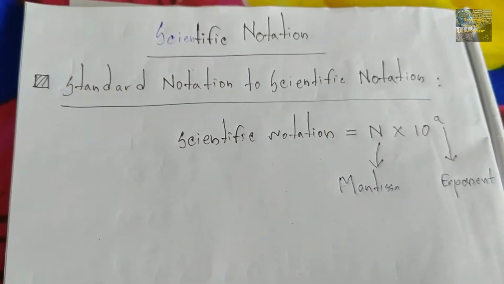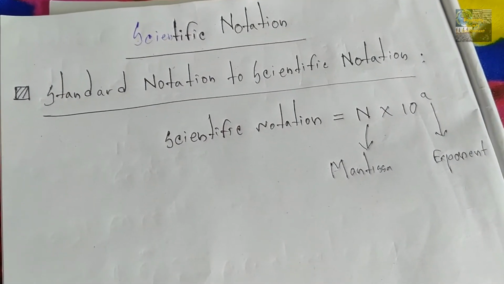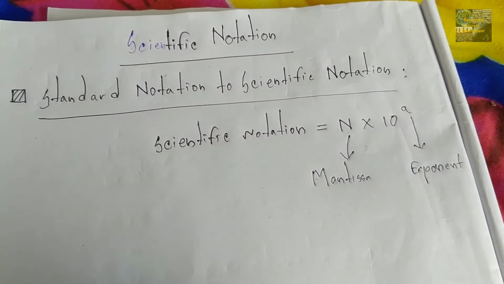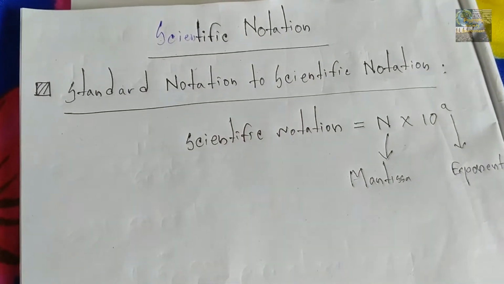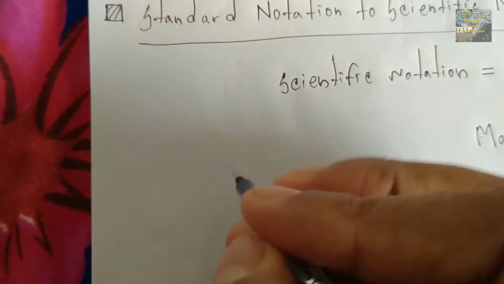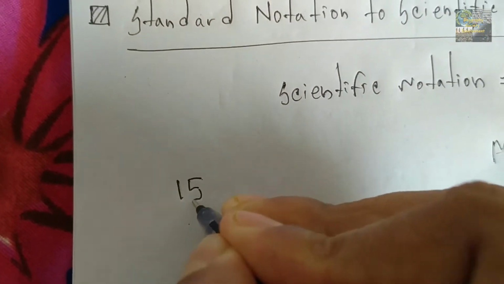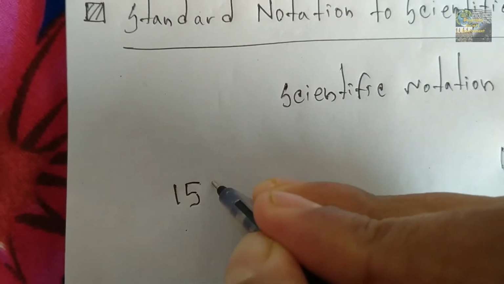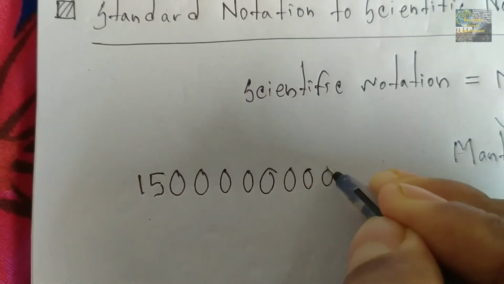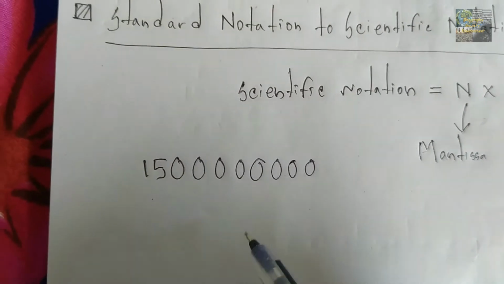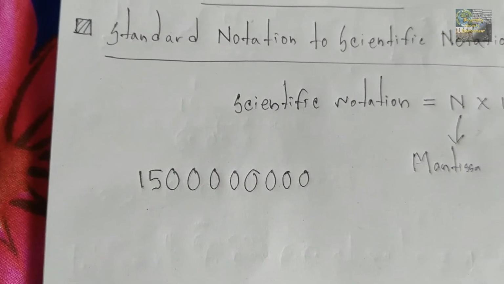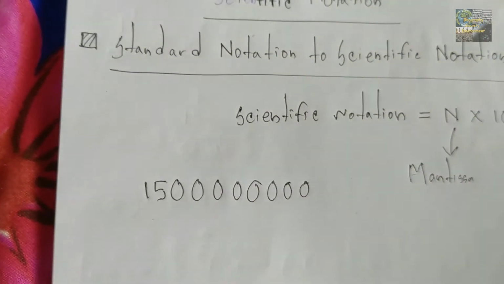Now I am going to show you the procedure by which you can convert any standard value into a scientific notation value. I am writing the value 15, then 1, 2, 3, 4, 5, 6, 7, 8. I am going to reduce this value by using the scientific notation method.